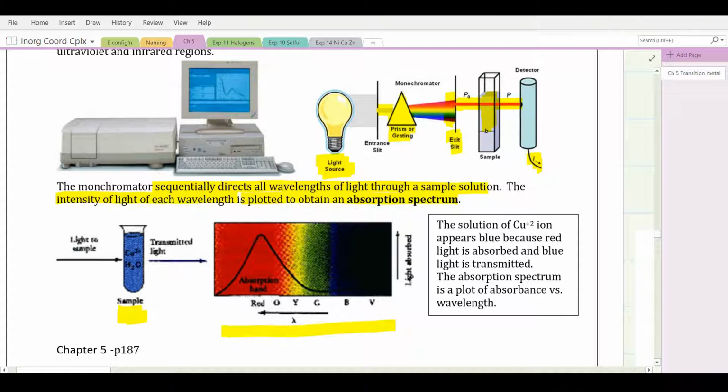So all the wavelengths of light are sequentially passed through the solution, and we have a plot on the y-axis of the amount of light absorbed. And you can see that light is absorbed at many wavelengths, but particularly in the red section, which is the complementary color of blue.